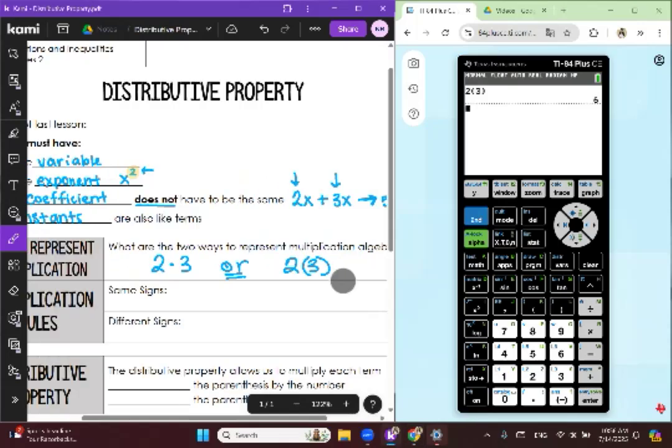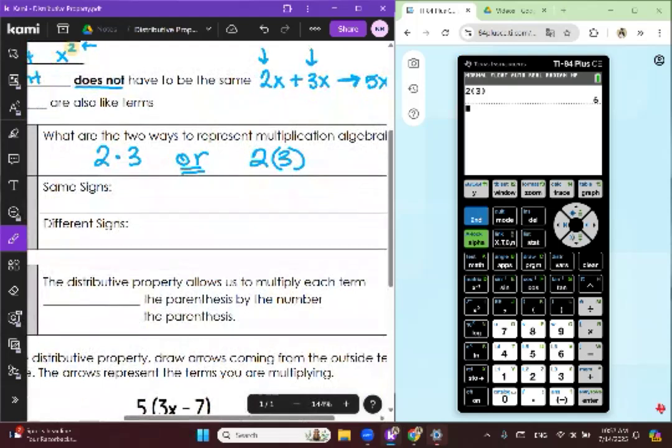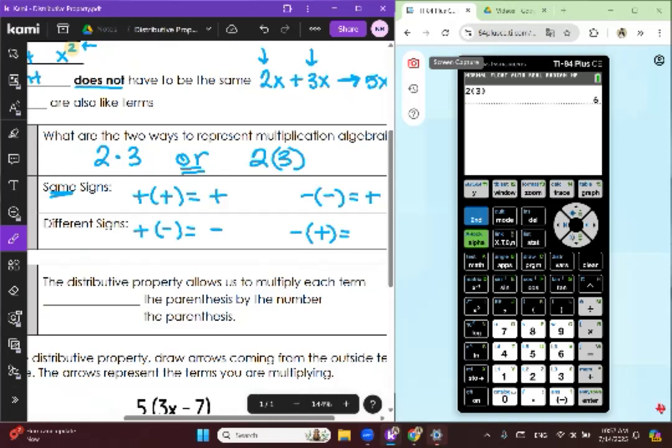Now, our multiplication rules: when we're multiplying numbers with the same signs, meaning a positive times a positive or a negative times a negative, the answer will always come out positive. If it's the same, it'll come out positive. If you're multiplying different signs, a positive times a negative or a negative times a positive, it'll come out negative.